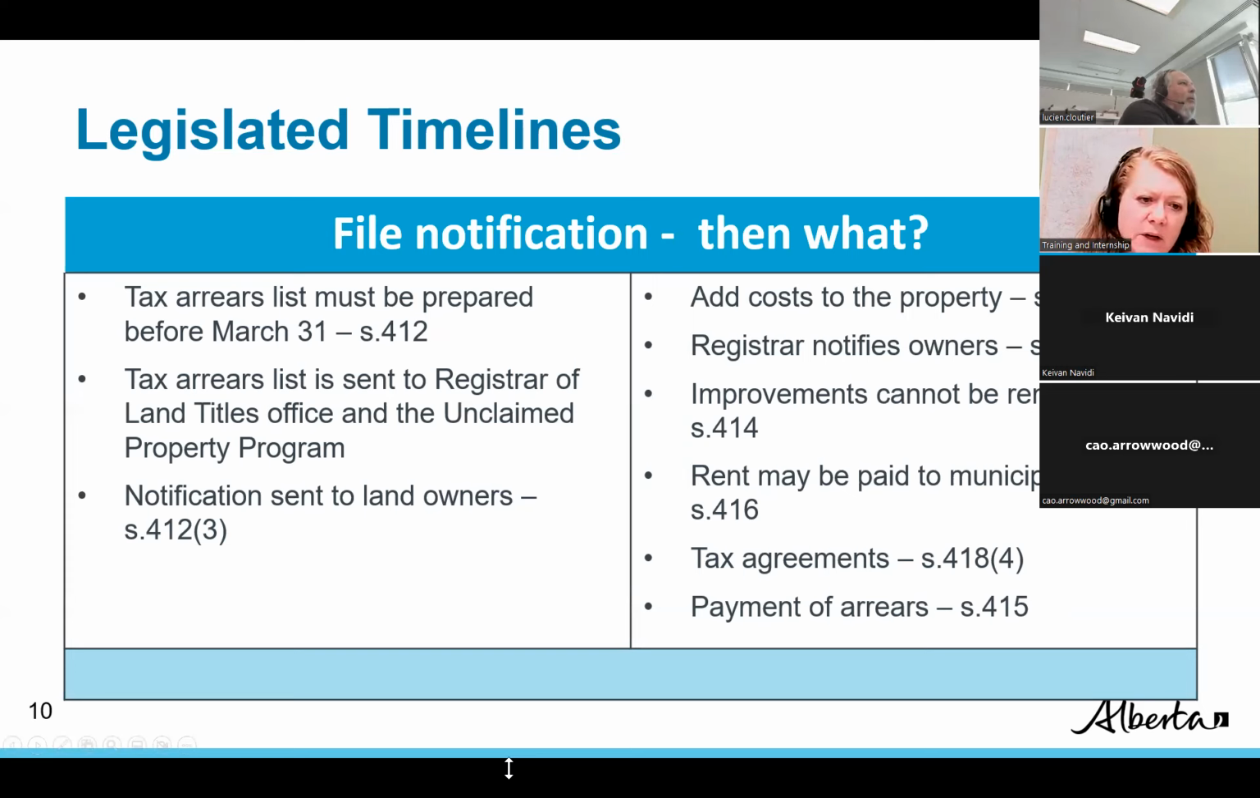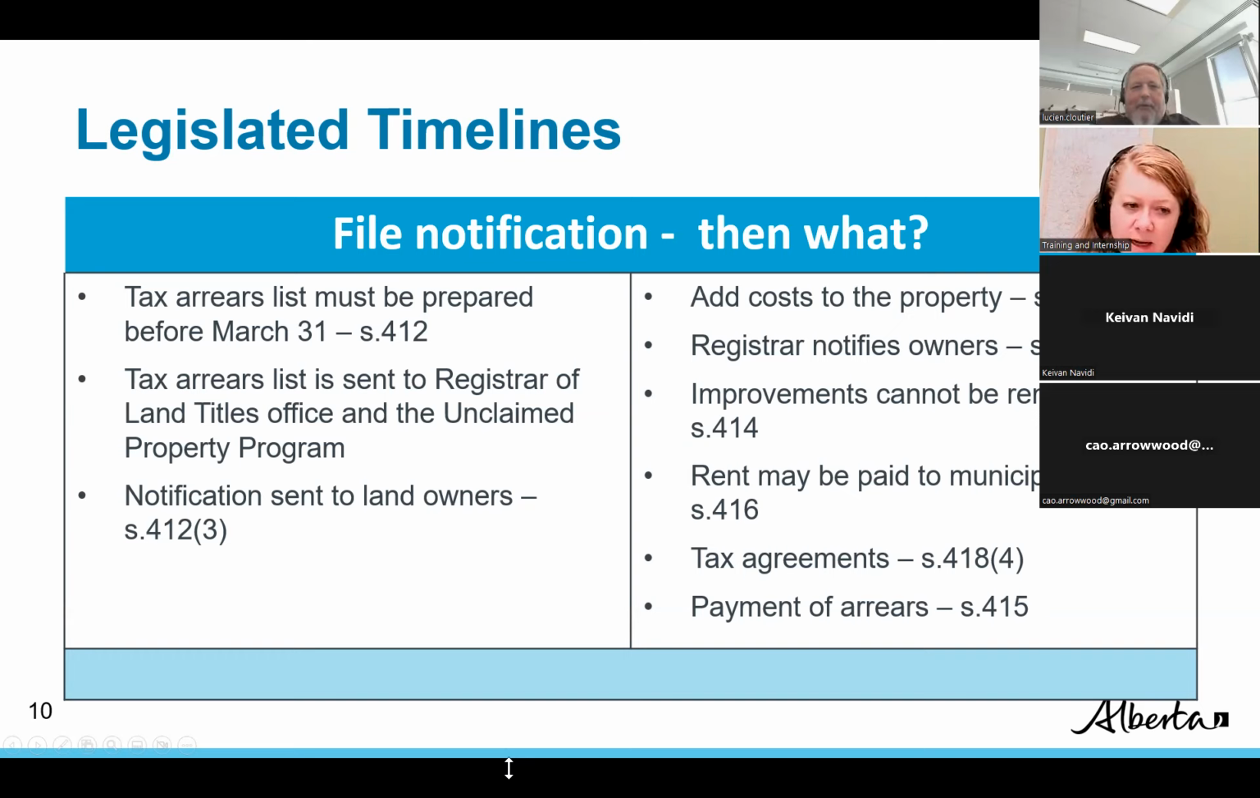Two copies of the arrears list must be sent to the registrar of the land titles office. Once the list is received, the registrar places a notification on the certificate of title for the property shown on the list. Other common terms for notification we sometimes hear are caveat or lien, but the term used in the MGA is a tax recovery notification. This legally registers the municipality's interest in the property. The only way that the notification can be removed is if the municipality receives payment of the arrears and then requests that it be removed.